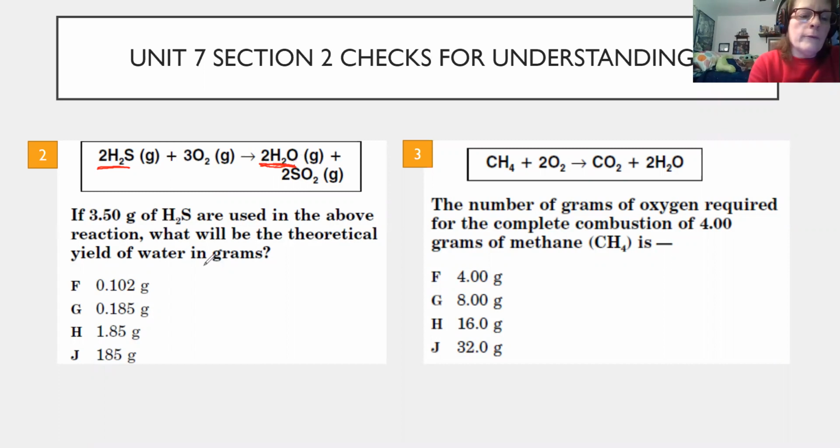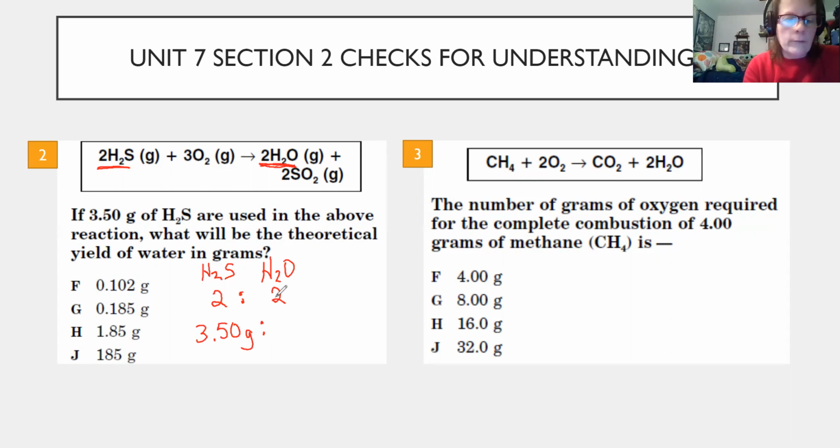Normally, with the way the equation reads, the ratio is 2 of these. And this one's pretty easy: for every 2 hydrogen sulfide, 2 waters. So if you have 3.50 grams of that, we've got to figure out how many moles, and then once we figure out the moles, we've got to figure out the mass.